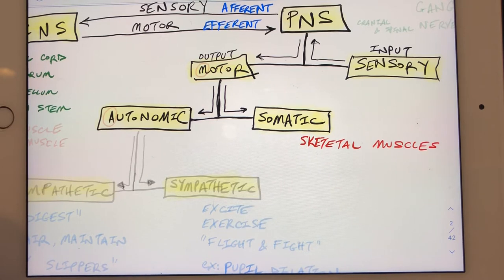However, the effectors of the autonomic nervous system are, you probably already guessed this, cardiac muscle, smooth muscle and glands. These are the non-willable effectors. So you might think of autonomic, automatic. Auto means self, works by itself, as non-willable, the non-willable nervous pathway.